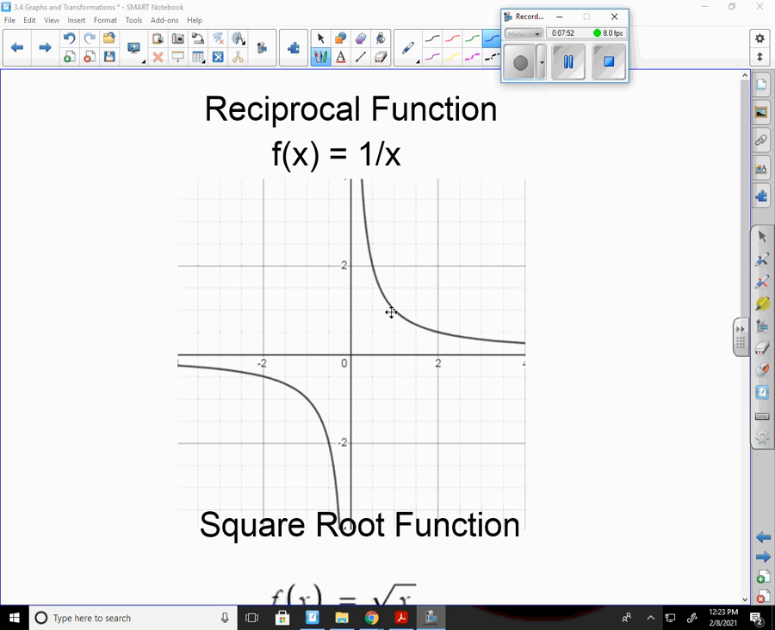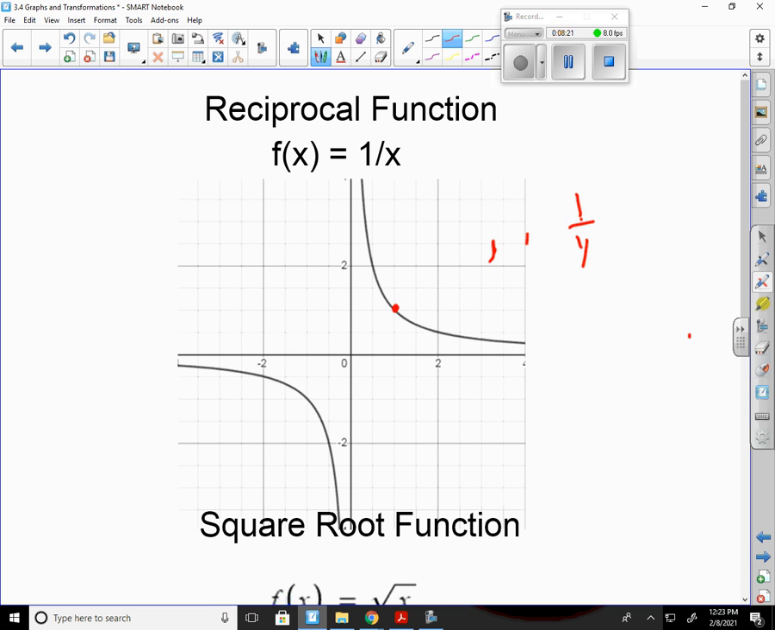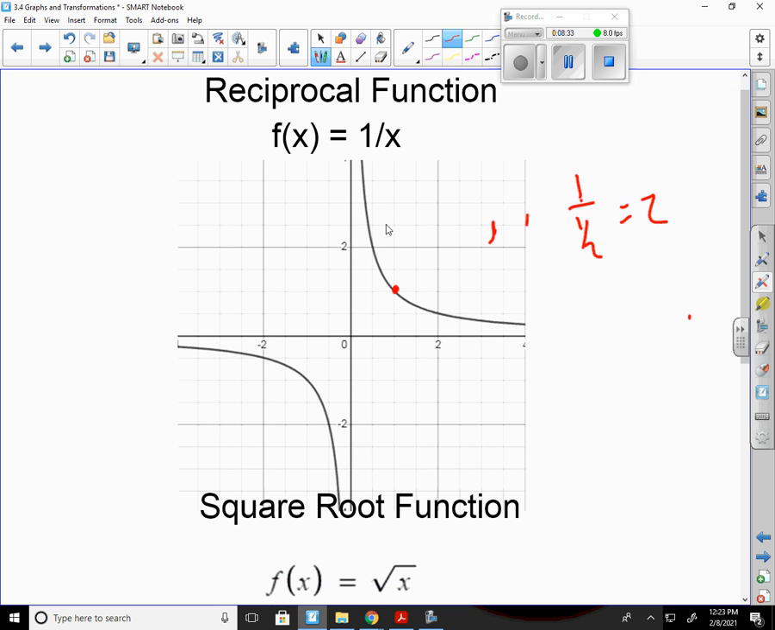So, as I get to 1, 1, when I get to 1, it's going to be 1 divided by 1, which is 1. But as I get closer and closer to 0, my y value goes further and further up. Because like if I'm dividing by 1/2, 1 divided by 1/2 is 2. That's what I was trying to say back there when I went to the back of the room.